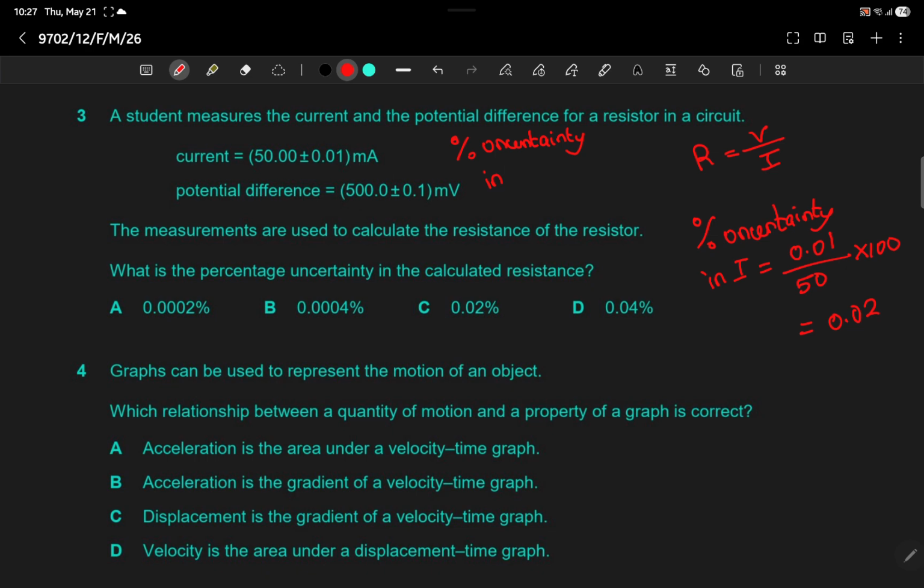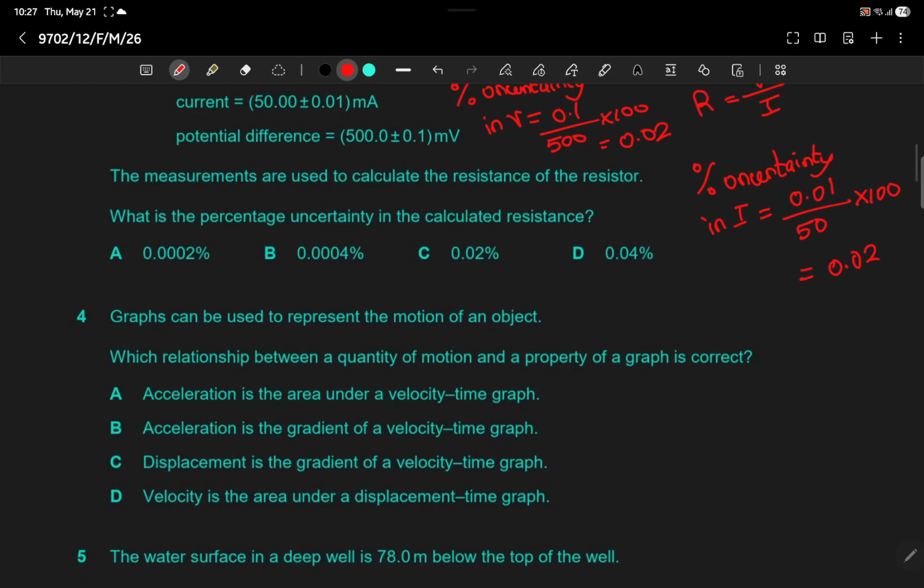And now the uncertainty in V, right? So 0.1 by 500 into 100, which is also 0.02. So if we add them up, we get 0.04. Hence, D is the answer.